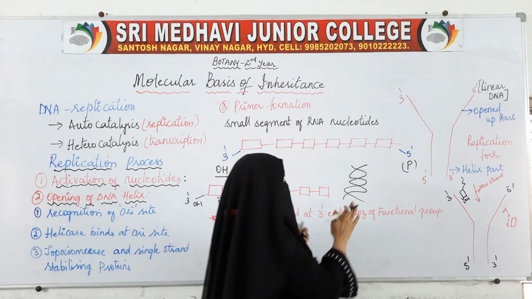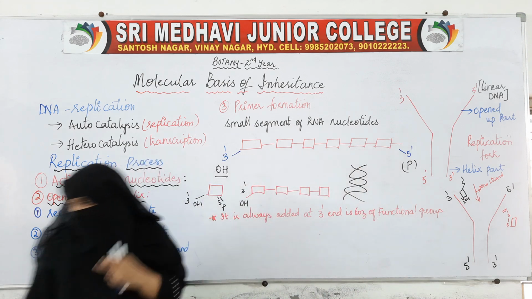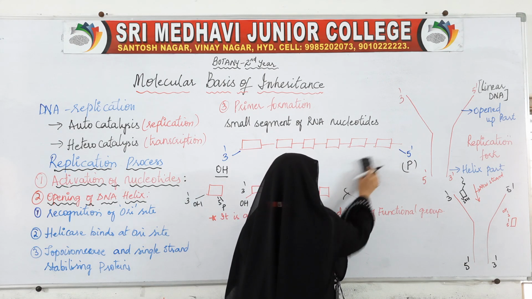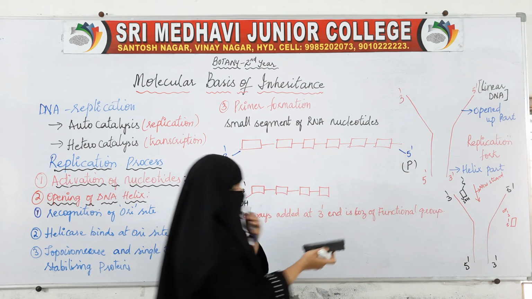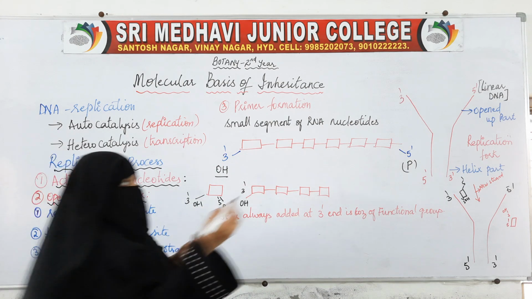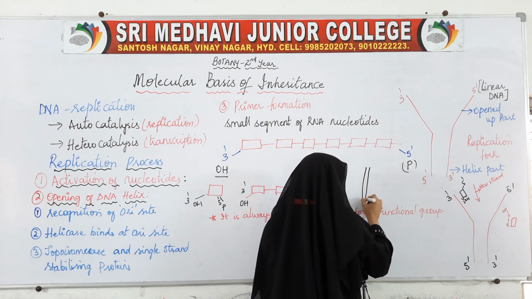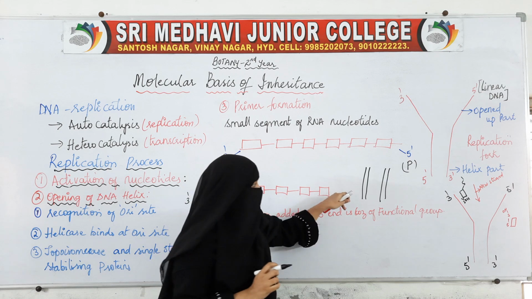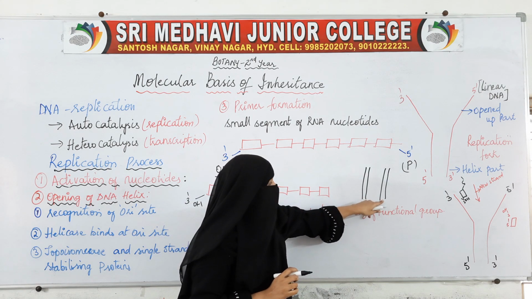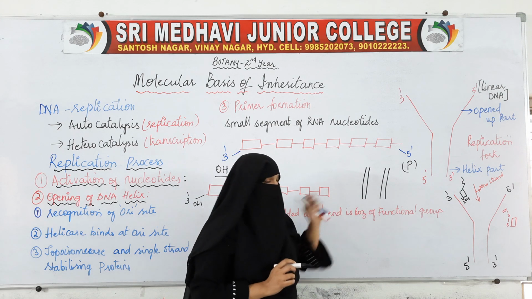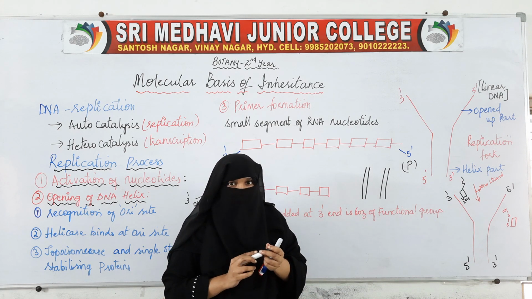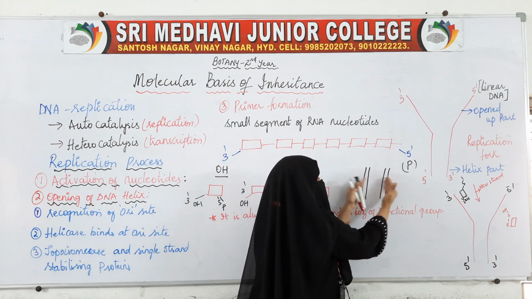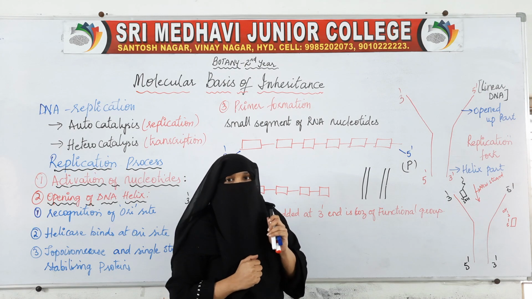Okay, so now here, if this is a DNA strand, first we will see this one. This is one strand of DNA, this is another strand of DNA. Two strands of DNA are there. DNA is double stranded. They are coiled in a helical manner. So we need to open and separate these two strands.